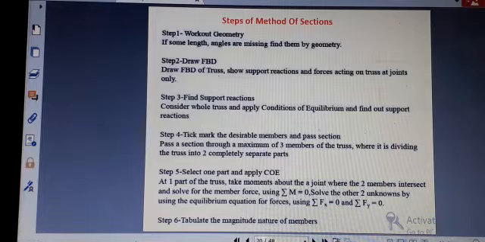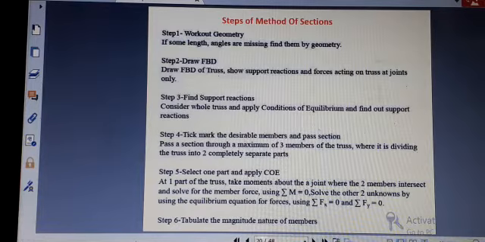First step, if some lengths or angles are missing, then find them by using geometry. Second step, which is similar to the method of joint, is to draw the FBD of the truss, apply the conditions of equilibrium and find out the support reactions. Then in this method, the third step is different, that is, draw the section line passing through maximum 3 members, where it divides the truss into two completely separate parts.